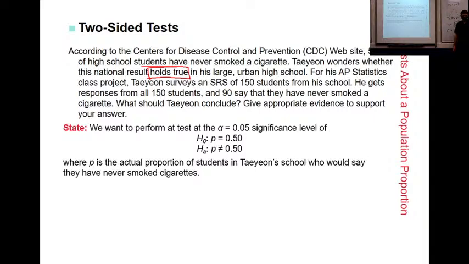It's still a one proportion z test. Check your conditions. Give your null and alternative, define your variable, give your alpha level. That's what you need in the first step. So go ahead and check your conditions.